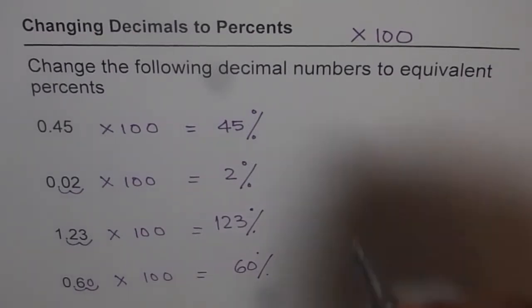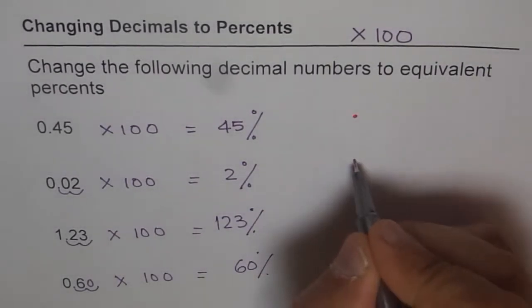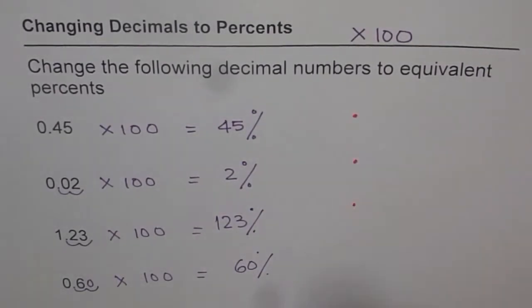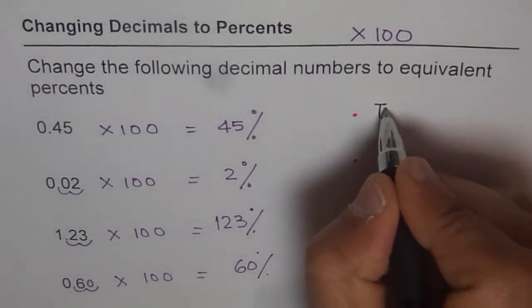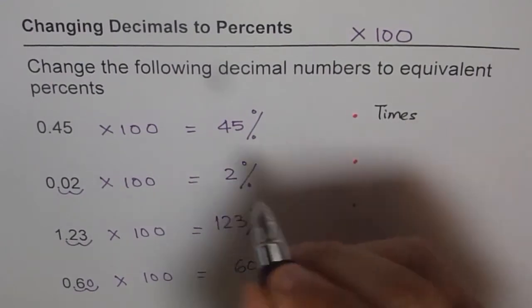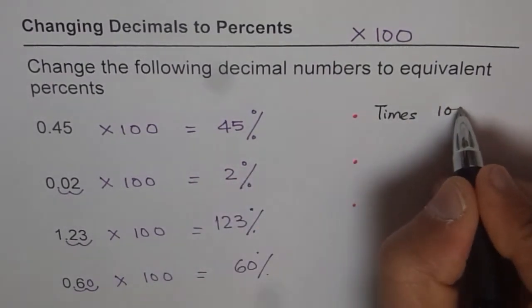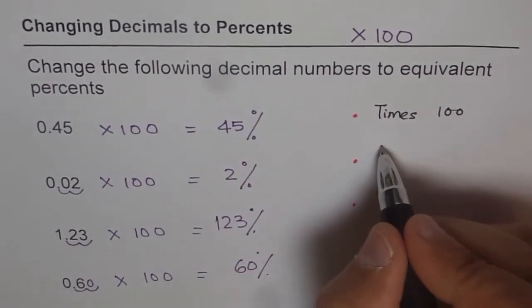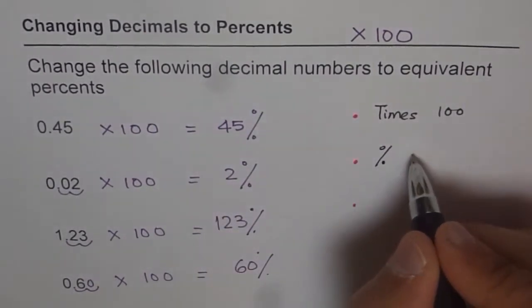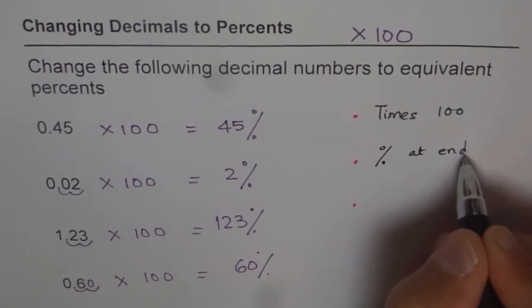Now in short, we can write down our rules. Basically what we are doing is times 100, right? So we are doing times 100 to convert decimals to percent. When you do times 100, you have to add a percent sign, so add percent at the end. That is what you do.